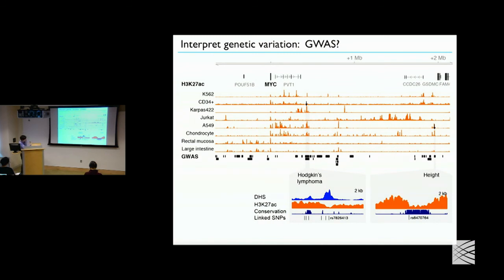Similarly, there's a variant out here in this region close to these enhancers that we found in K562 cells that is engaged in this long-range loop with MYC, where a single variant overlaps this very strong enhancer in chondrocytes, and this variant is linked with height. So we could predict that this variant is actually influencing height by affecting the proliferation of chondrocytes or a chondrocyte-related cell type.